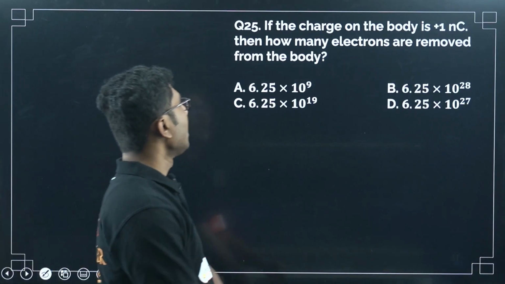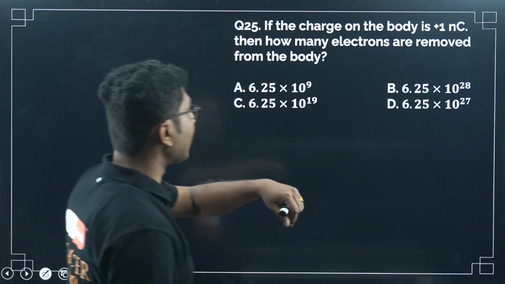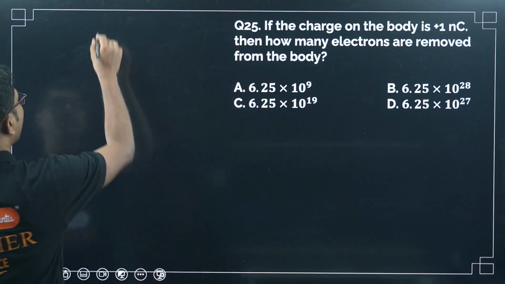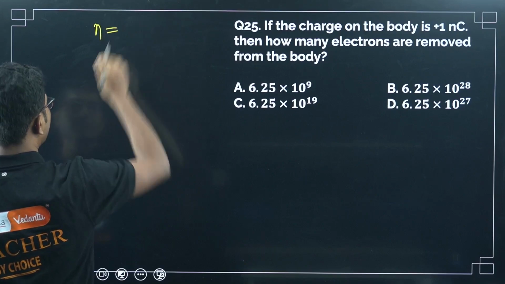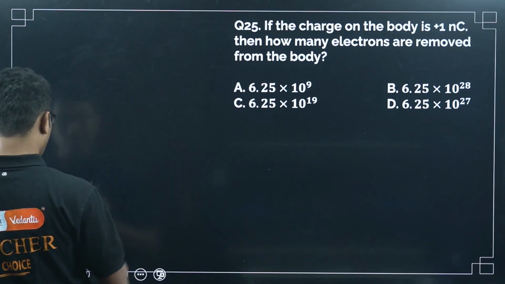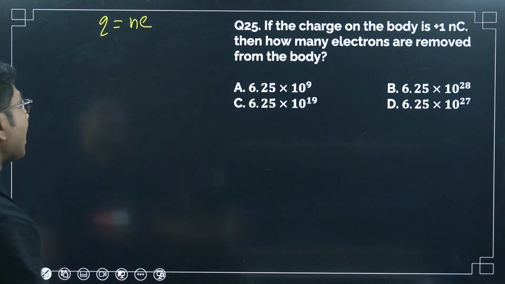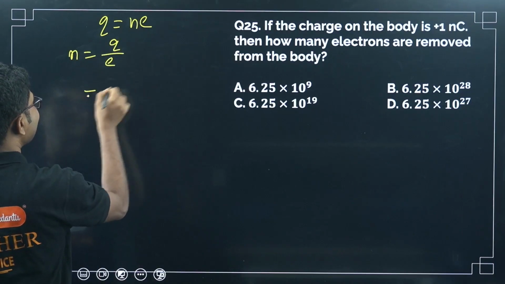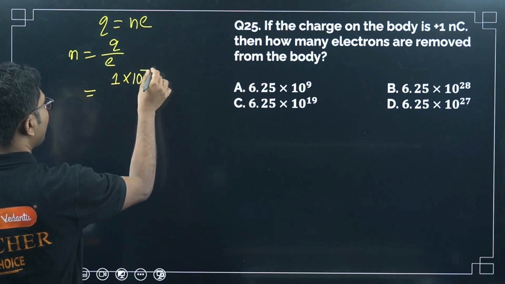Next question is 25. If the charge on the body is plus 1 nanocoulomb, then how many electrons are removed from the body? So the number of electrons removed will be equal to, from the quantization principle, charge equals number of electrons removed times charge of 1 electron. So the number should be equal to Q by E. What is Q? Q is given, 1 nanocoulomb.